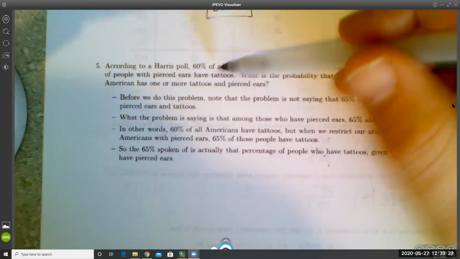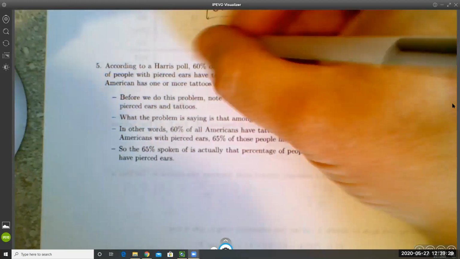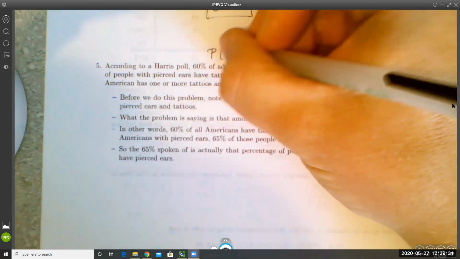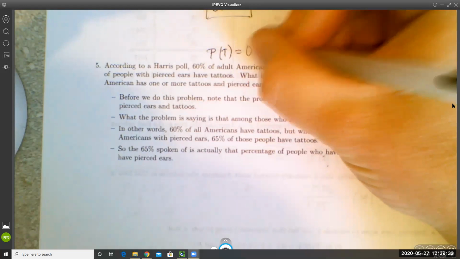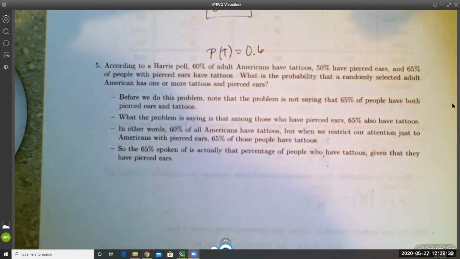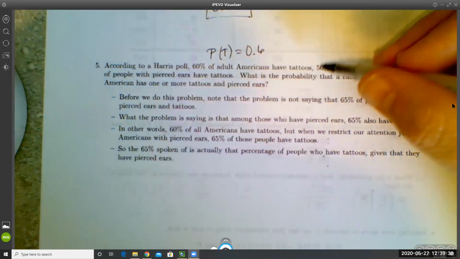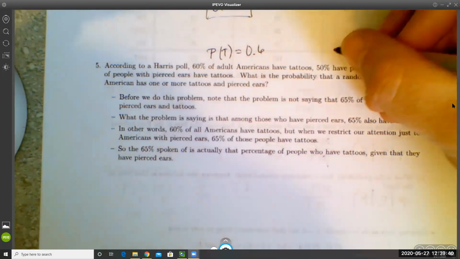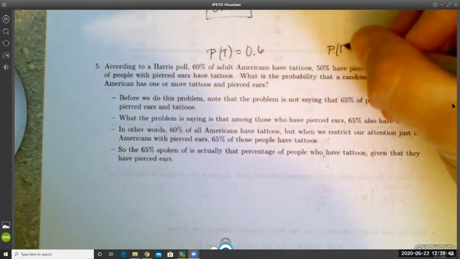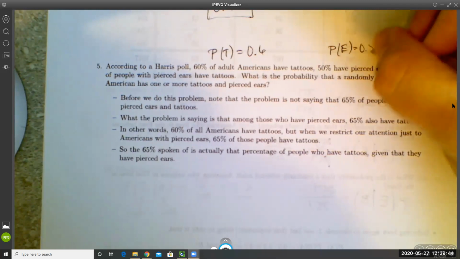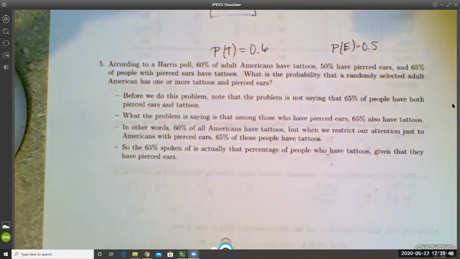So it says 60% of adult Americans have tattoos. I'm going to call that P of T, right? Probability they have a tattoo, 60%. Then it says 50% have pierced ears. So I'm going to call that P of E, right? 50% have pierced ears. So probability you have tattoos, 60%. Probability you have pierced ears, 50%.